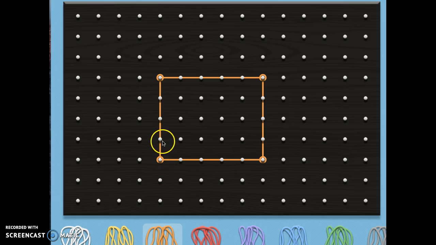A square unit is the area inside 4 of these pegs. So when we're talking about area, we're talking about how much space something covers. We want to know how many of these squares there are altogether.